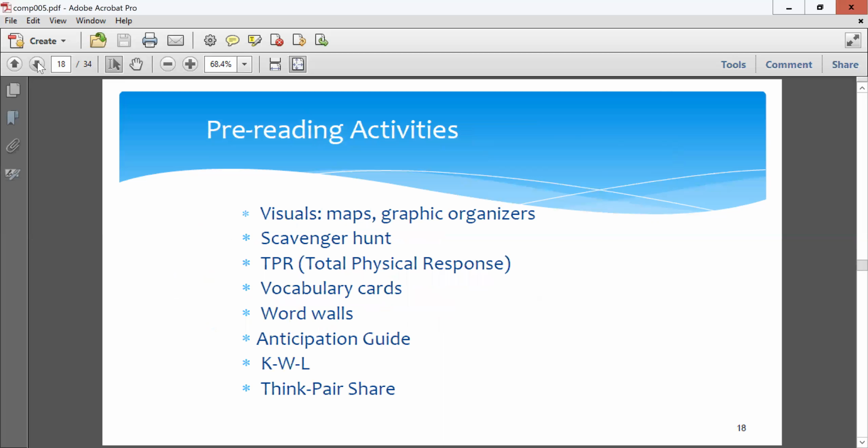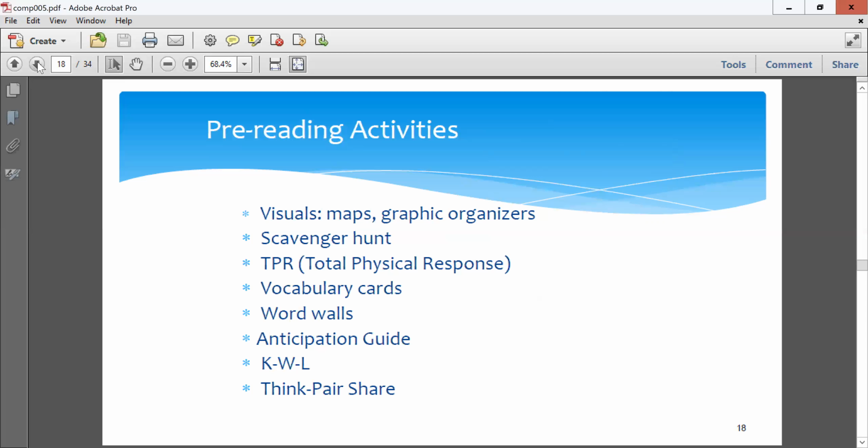So looking at visuals, maps, doing a scavenger hunt, vocabulary cards, anything that we can do to promote or make a purpose or assist students to get ready to read is helpful. Anticipation guide, that's something that we can use with students to ascertain what they do know about a topic. You can even use visuals and say, what do you think this story will be about given this visual? You can use this in content instruction as well.